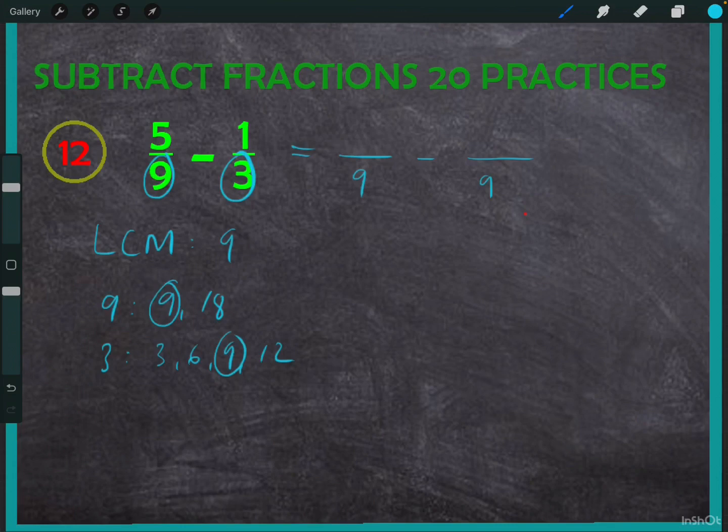The first fraction is 5 over 9. We should write it again. For the second fraction, we must times 3 to 3 to get 9. And when we times 3 to 3, we must times 3 to 1. So 3 times 1 is 3. Here we have two fractions with the same denominator. So to subtract them, we write the denominator again, which is 9. And the first numerator, 5, subtract the second numerator, 3. 5 subtract 3 is 2. 2 over 9 is the answer.